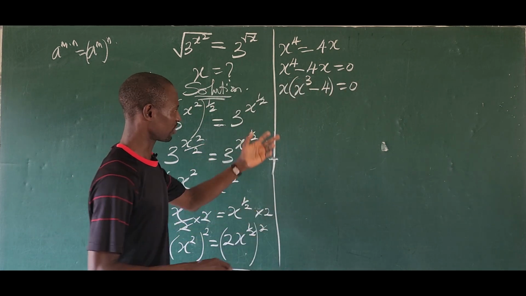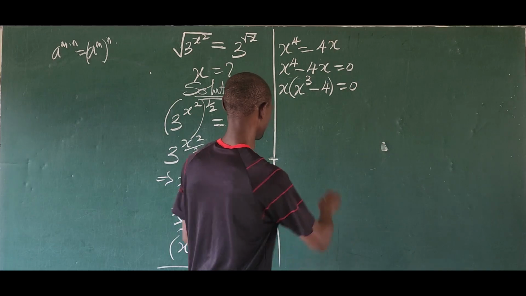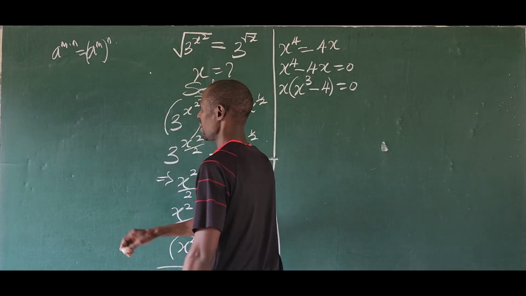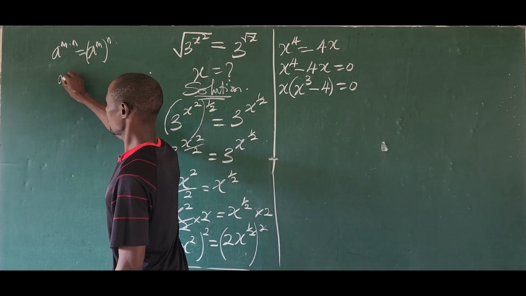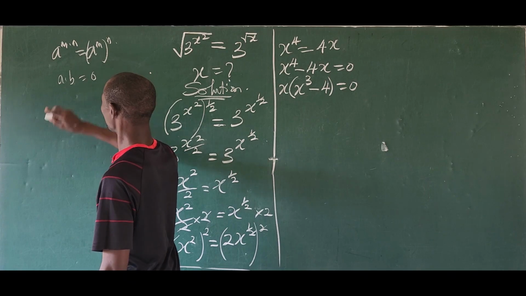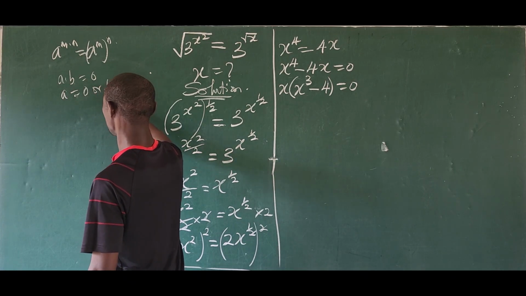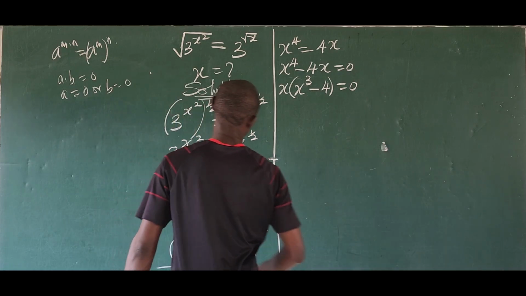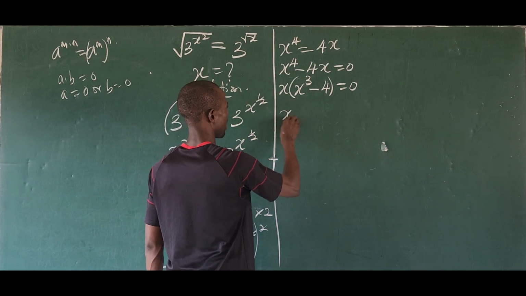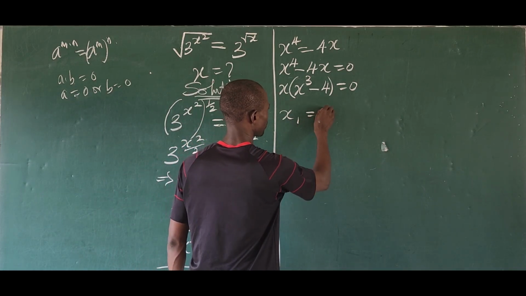From here, we just have to consider the zero property, which says that a times b is equal to 0, so a will give us 0, or b will be equal to 0. So we're taking case 1, where we're going to have x1 is equal to 0.